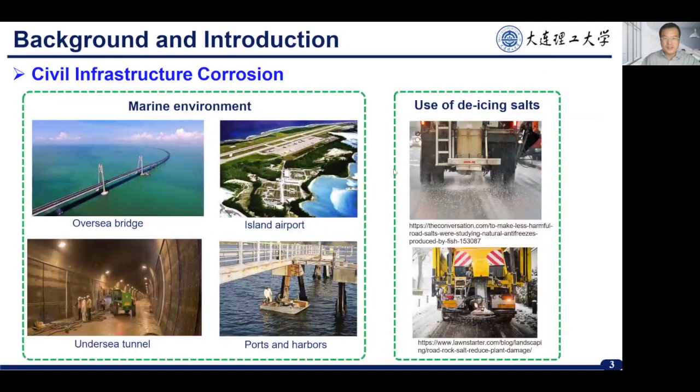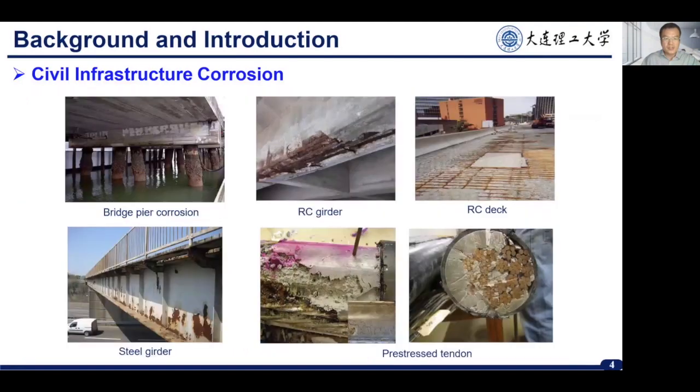This slide just shows some corrosion happening in some typical structural elements. We can see here a bridge pier in the ocean water. There's some corrosion on the surface, and this is a bridge girder. We can see the spalling and delamination of the concrete cover. And this is for a concrete deck.